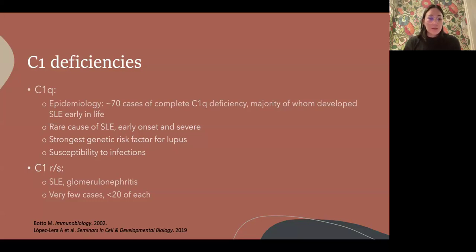These patients also have a susceptibility to infections like anyone with the early complement deficiencies. And then C1R and S can be deficient. There's very few cases of this. They'll have lupus and glomerulonephritis. And then if you have a reduction of C1R, you will functionally have a reduction of C1S because they're both really needed to make the complex work and vice versa.